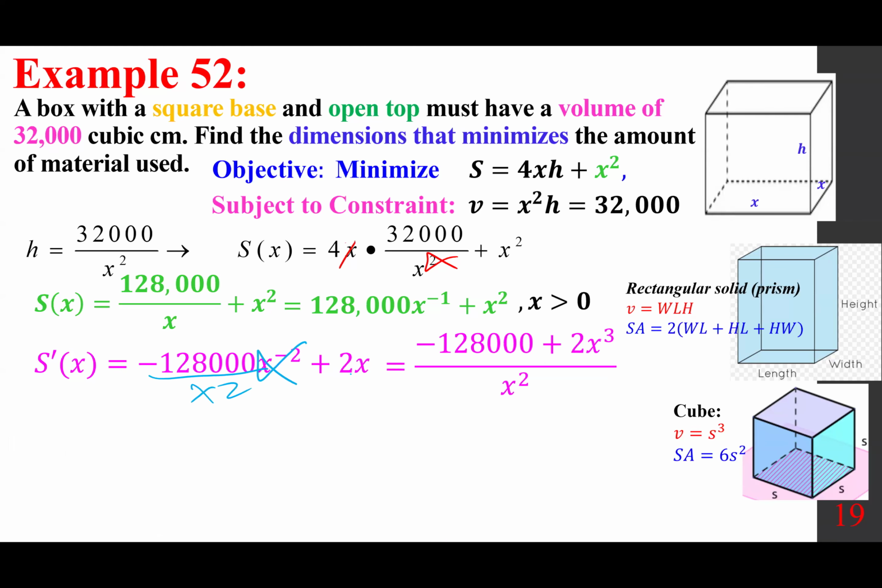Take a common denominator. Now, S prime is 0 when the top is 0. S prime doesn't exist when the bottom is 0, but the bottom can't be 0. It's not part of the domain, so the top is 0. 2x cubed is 128,000, and x cubed is 64,000, and x is 40.